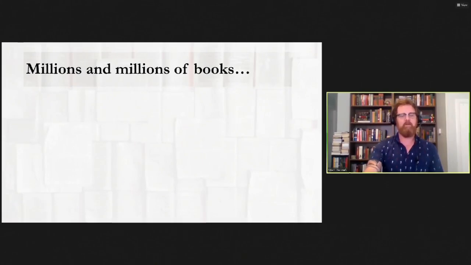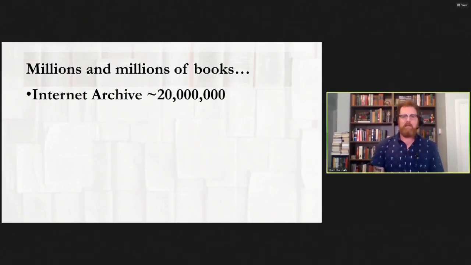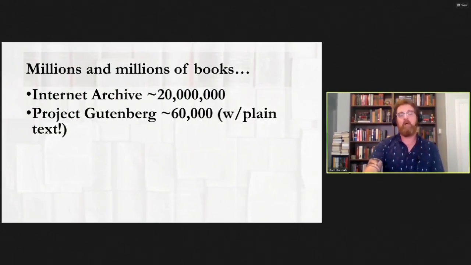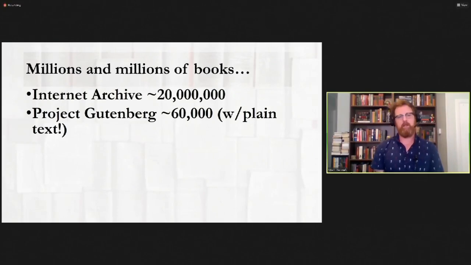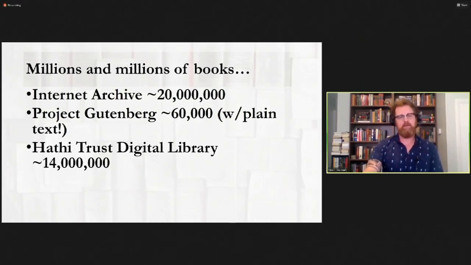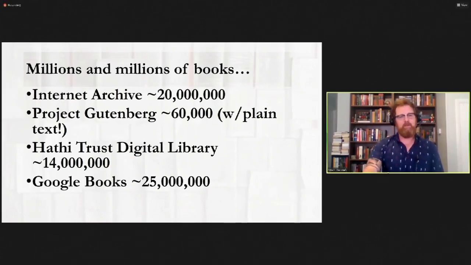And so some of these available repositories online for you to think about are things like the Internet Archive, which now has around 20 million books digitized and made freely available to researchers. Project Gutenberg, which we'll return to at the end of the session, now has around 60,000 books available, including the plain text versions of these books. And don't worry if you don't know what plain text is. By the end of the session, you'll be very familiar with it. The HathiTrust Digital Library, which Purdue University has a specific relationship with, has around 14 million books available. And of course, the most famous, Google Books, now has 25 million volumes available for folks who want to do some research.